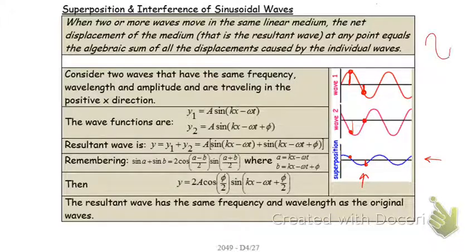If I have them in perfect phase, then when I add them together, 0 and 0 makes 0, and amplitude plus amplitude means two amplitudes. Then 0 and 0 makes 0, and minus amplitude with a minus amplitude makes two amplitudes. So you get a wave that's twice the amplitude, because they are in phase.